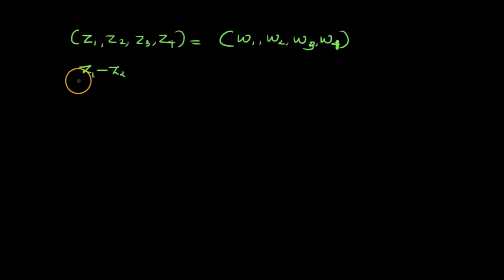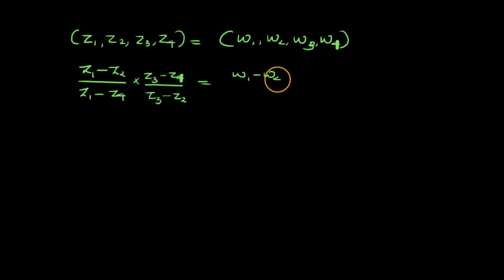Z1 minus Z2 divided by Z1 minus Z4, into Z3 minus Z4 divided by Z3 minus Z2, which is equal to W1 minus W2 divided by W1 minus W4, into W3 minus W4 divided by W3 minus W2.